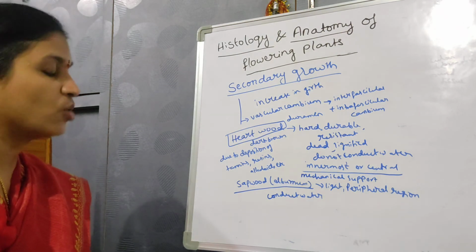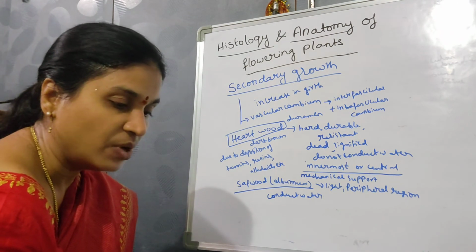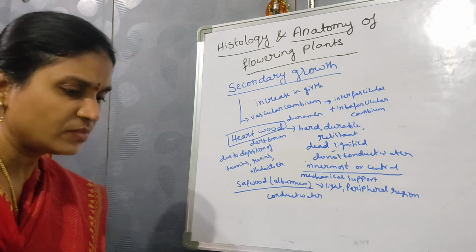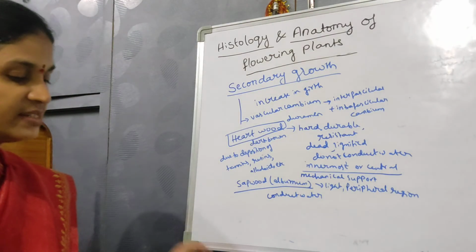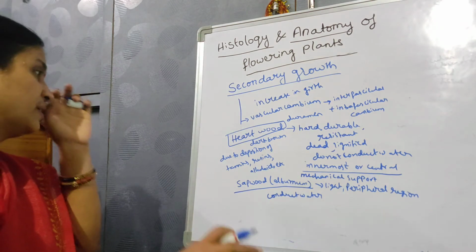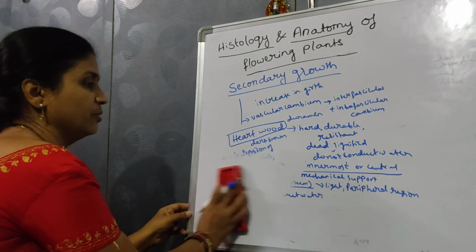So such type of wood is called as sapwood or alburnum. From root to leaf, it is going to conduct the water from root to leaf. This is about the vascular cambium. Coming on to the cork cambium.